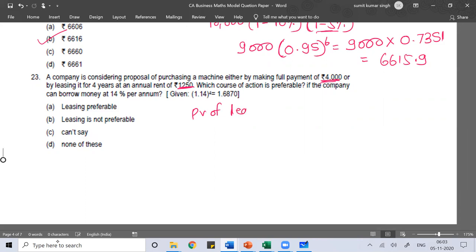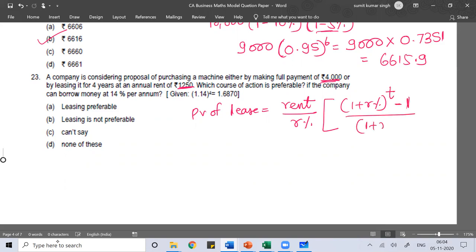If you want to find the present value of lease, apply the formula of present value of annuity. So what is the formula of present value of lease? That is rent divided by R percent, into (1 plus R percent to the power T minus 1) divided by 1 plus R percent to the power T. So this is the formula of present value of annuity. We use GP to derive this formula.